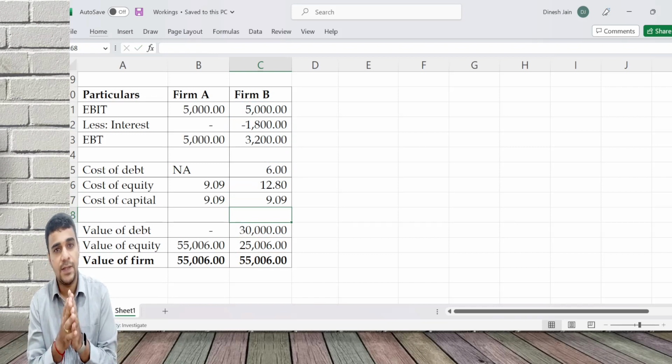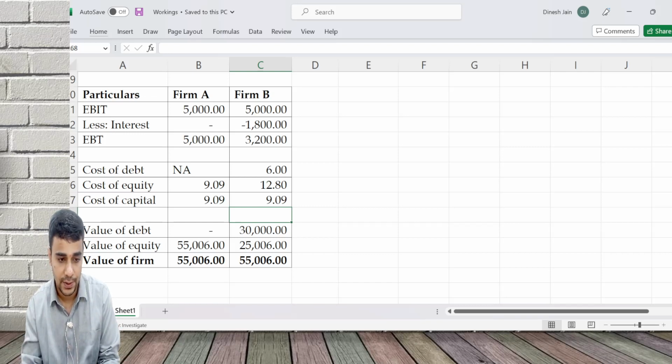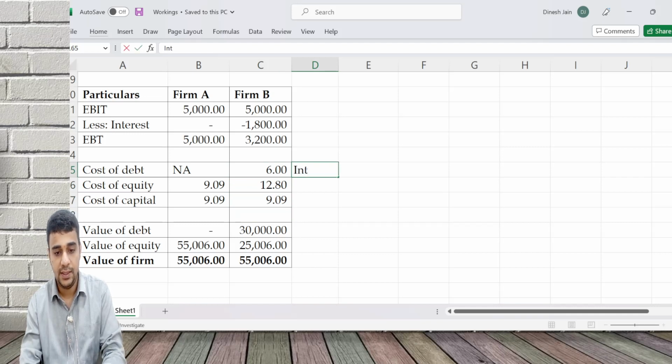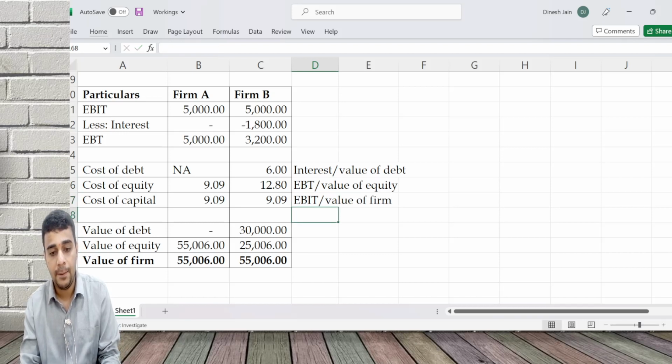So, a very simple, straightforward format. ICAI in the solution made it a little complicated, but this is a very simple approach to do the calculation. Cost of debt is interest by value of debt. Cost of equity is EBT by value of equity. Cost of capital is EBIT by value of firm.